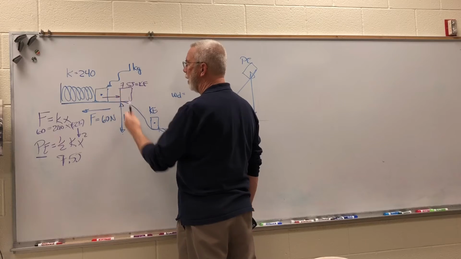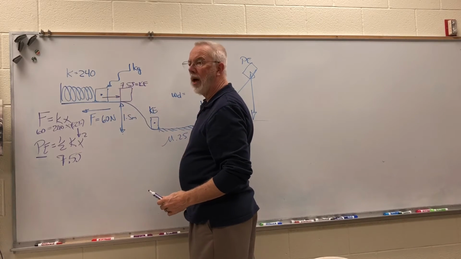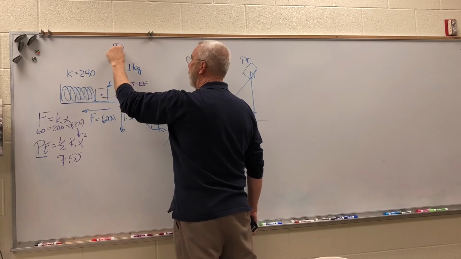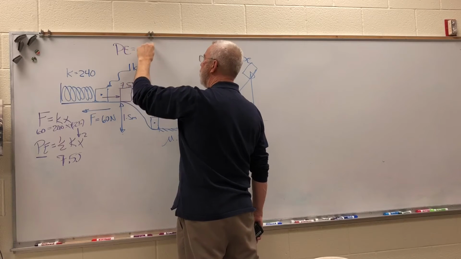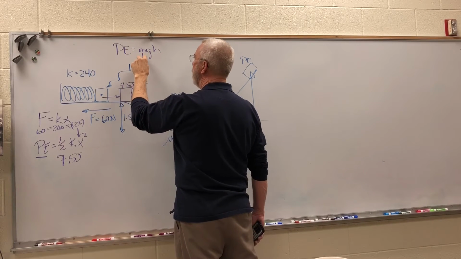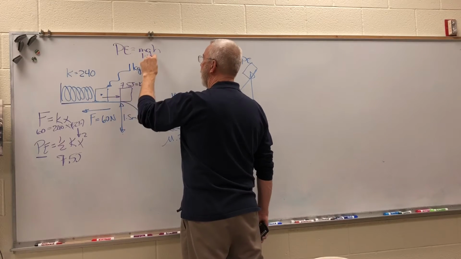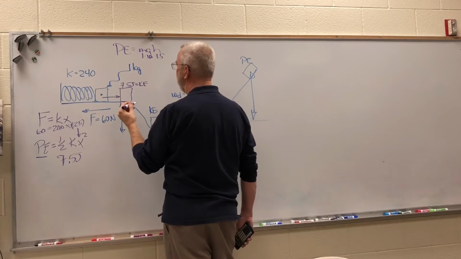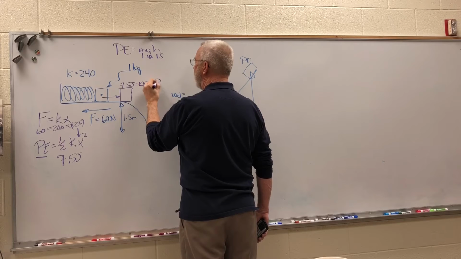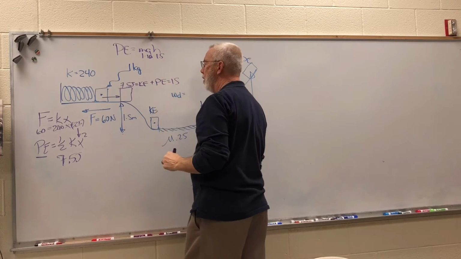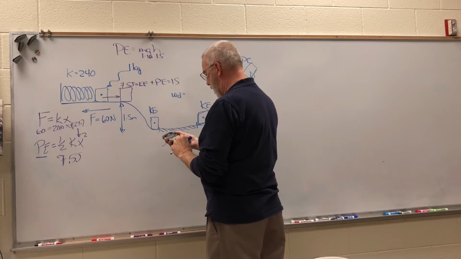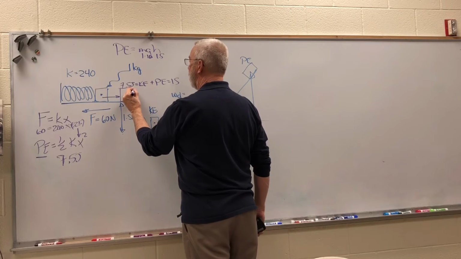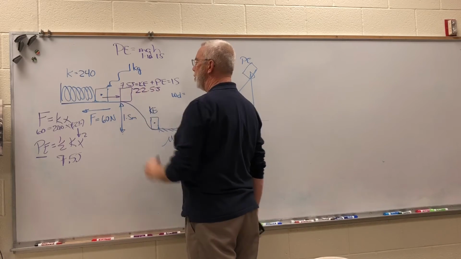And we're interested in the total energy of the block before it goes off the hill. So the potential energy, we'll put that up here, the potential energy is equal to mgh, and the mass is 1, the g is 10, and the height is 1.5. So 10 times 1.5 is 15. So if we add the potential energy of 15 in there, we've got 15 plus 7.5, and that's going to be 22.5. So the total energy right here is 22.5 joules.